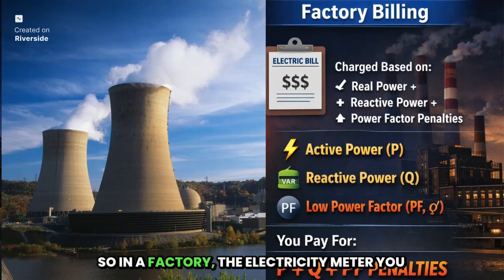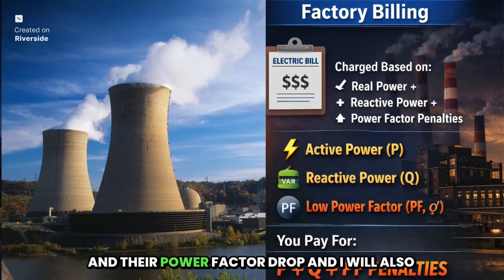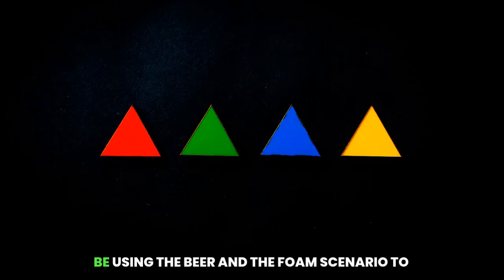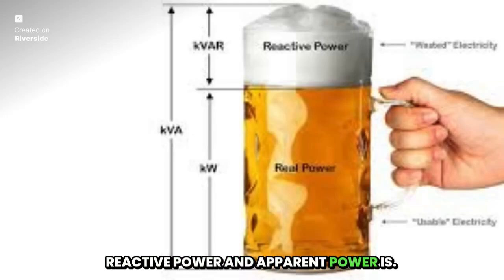In a factory, the electricity meter charges them based on the real power they've used, the reactive power they've used, and their power factor drop. And I will also be using the beer and the foam scenario to help you understand what real power, reactive power, and apparent power is.